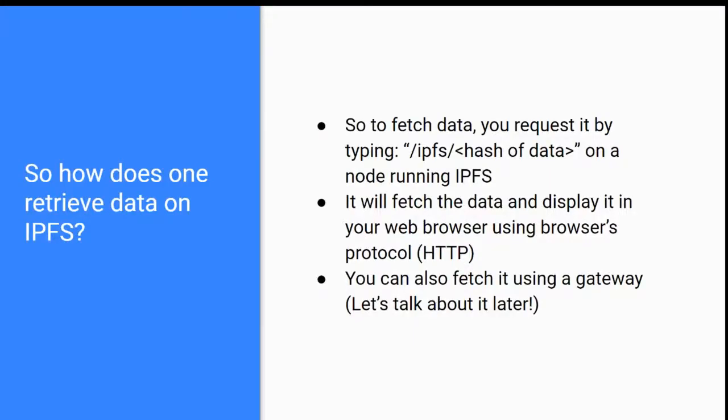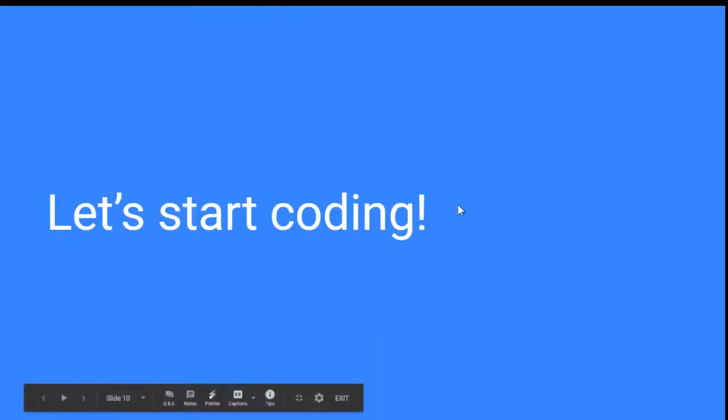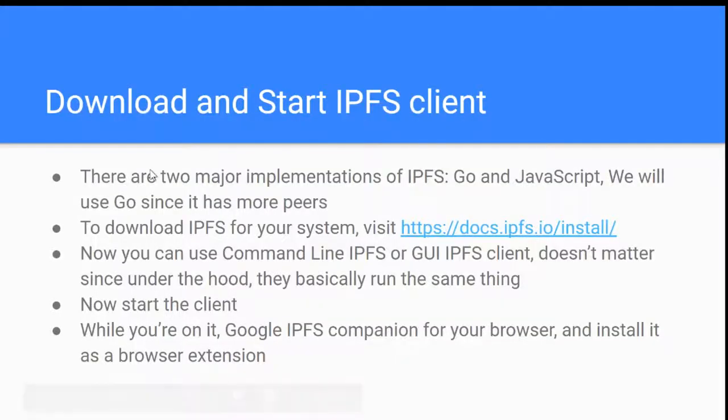So how does one retrieve data on IPFS? Now we already did this, but I'm just going to read this out really quick. You basically do /ipfs/hash of the data, and it'll display in the browser using your browser's protocol. You can also fetch it via a gateway, and we'll talk about this in a second. Let's get to some coding. How about that? So first of all, download and start the IPFS client.